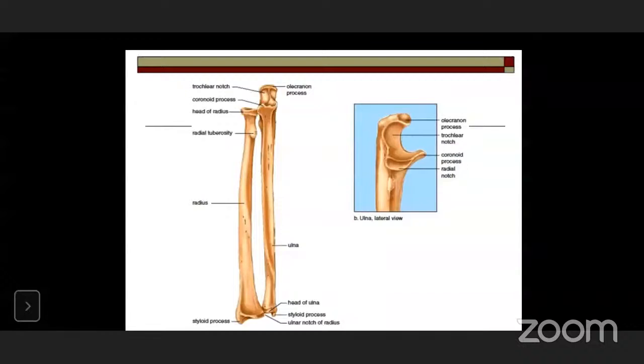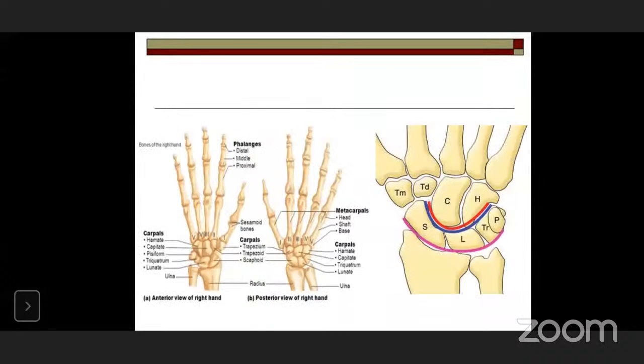The next part is the carpal bones. You know that the carpal bones total 8. There are the proximal row and the distal row. In the proximal row there are 4 bones: scaphoid, lunate, triquetral, and pisiform. And trapezium, trapezoid, capitate, and hamate. This is called the distal row, and the other one is called the proximal row of the carpal bones.